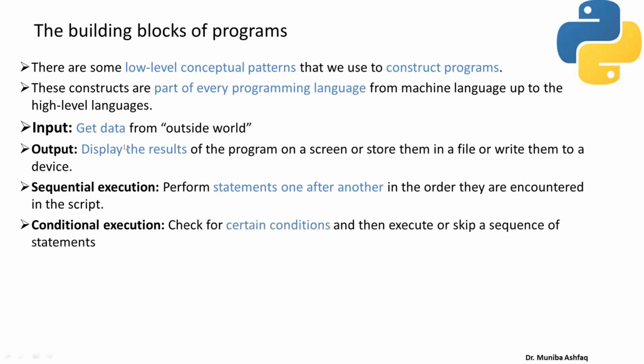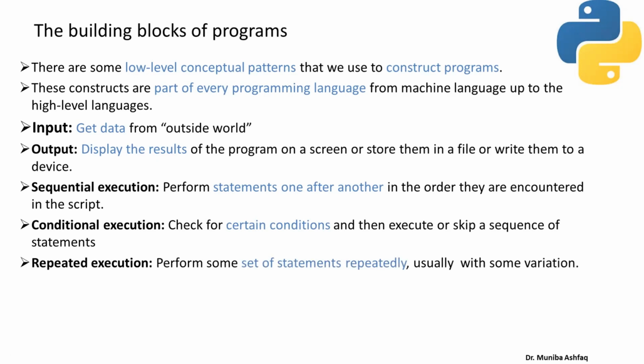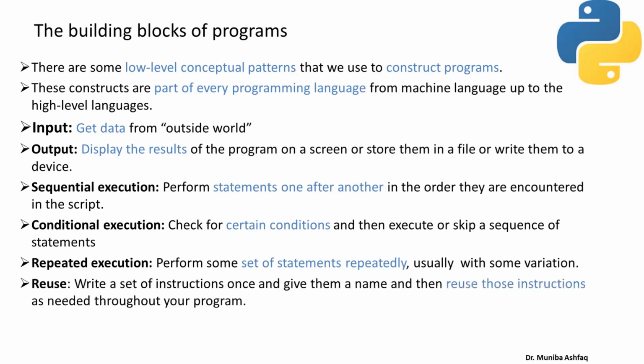Conditional execution: check for certain conditions and then execute or skip a sequence of statements. Repeated execution: perform some set of statements repeatedly, usually with some variation. Reuse: write a set of instructions once and give them a name, and then reuse those instructions as needed throughout your program.